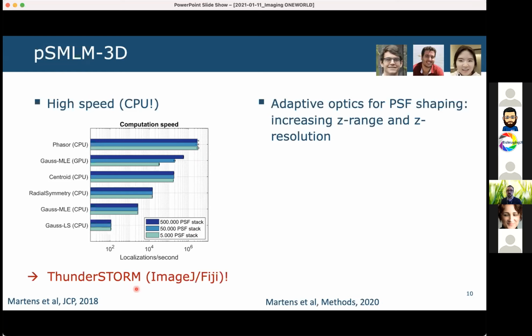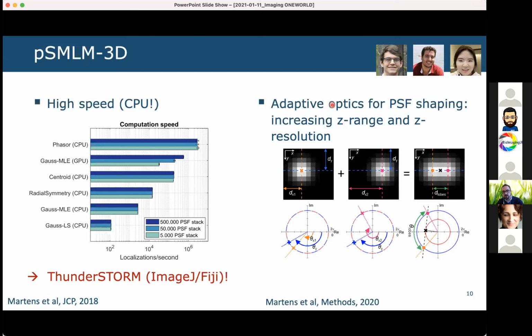And then something we recently published: sometimes you don't have that relatively simple shape of the point spread function, but you would like to increase the Z range and the Z resolution. So people came up with the concept of adaptive optics, meaning that they modulate the point spread function just before it hits the camera. Again, we can apply phasor to that because there are a couple of very interesting features in the phasor.